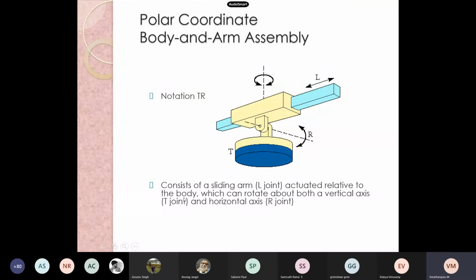Here there is a description: it consists of a sliding arm that is actuated relative to the body, which can rotate about both the vertical axis, that is the T joint, and the horizontal axis, that is the R joint. Therefore this type of joint is termed TR, that is polar coordinate body and arm assembly.